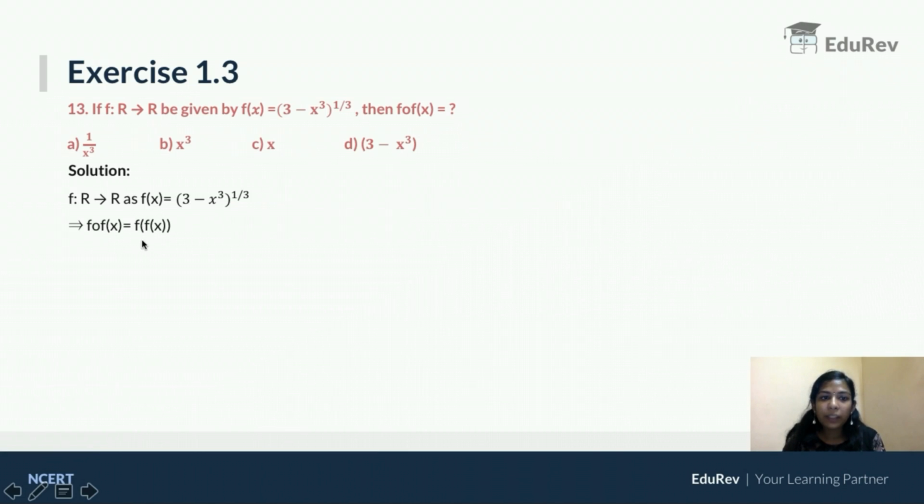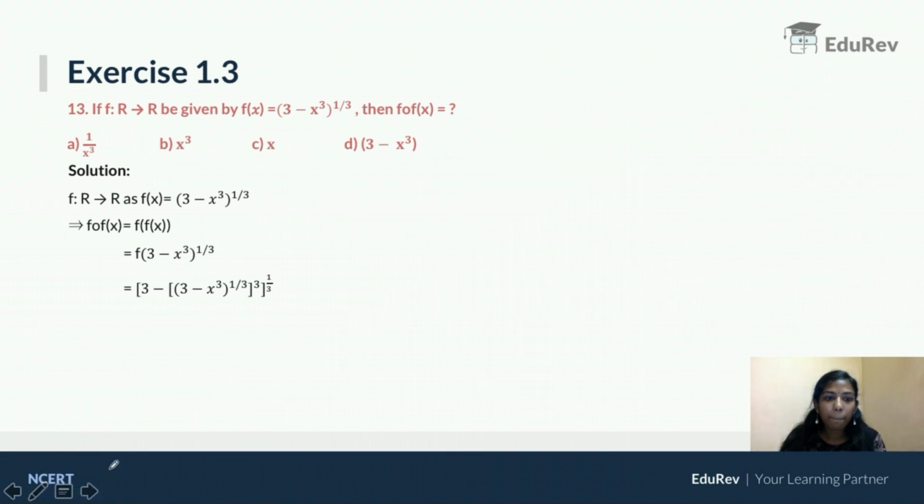So I have to replace this x with its value. So f of (3 minus x cube) whole to the power 1 by 3, right? I have to find that. What will be that? In the place of x, what should I write? (3 minus x cube) whole to the power 1 by 3. So look carefully. From this step to the next step, what will be the value? 3 minus, in the place of x, I am writing (3 minus x cube) whole to the power 1 by 3, and that whole cubed, so I have a cube here to the power 1 by 3.